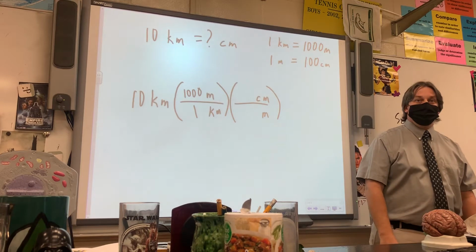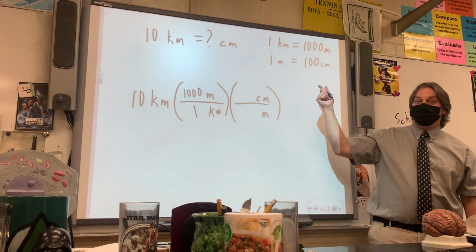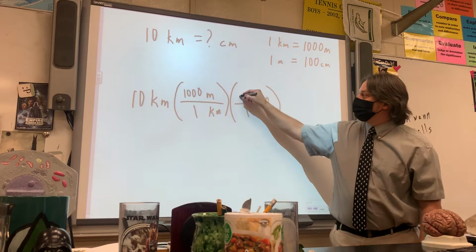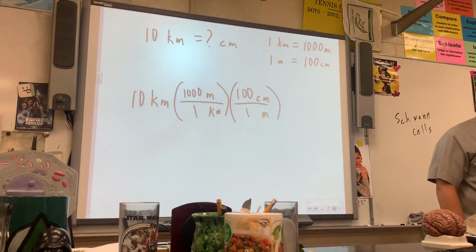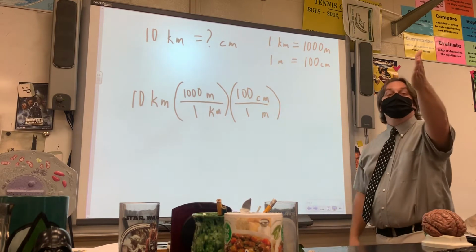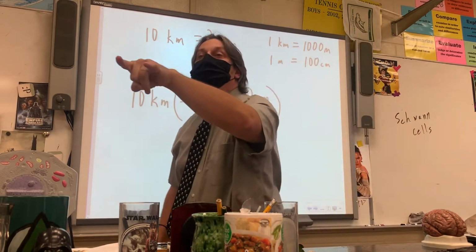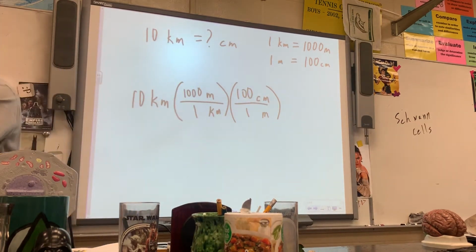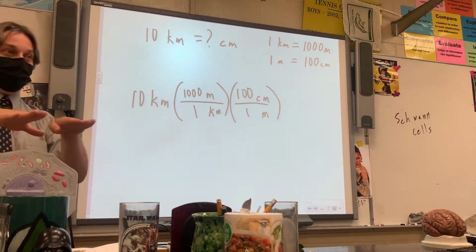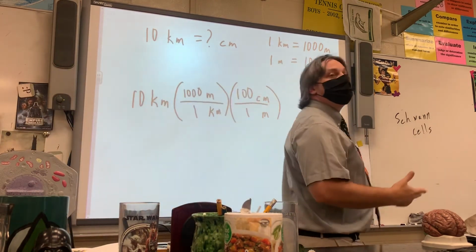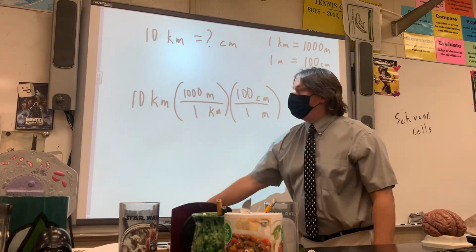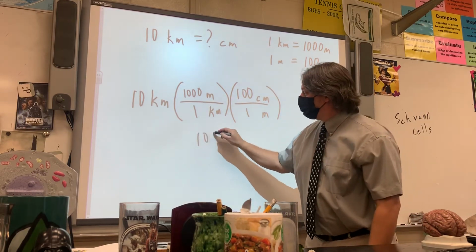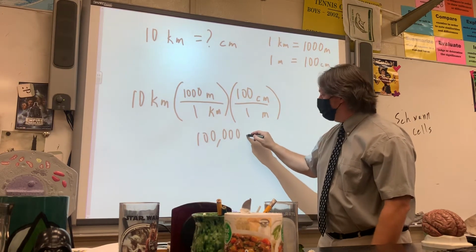All right. How many meters? 1. And how many centimeters? 100. What's my math? Multiplication. Just multiplication, because there are no non-1 numbers on the top. There are no non-1 numbers under the fraction. Since there are no non-1 numbers under the fraction, all we're doing is multiplying. 10 times 1,000 times 100 should be a pretty big number. 100,000. 100,000 centimeters. Very good.